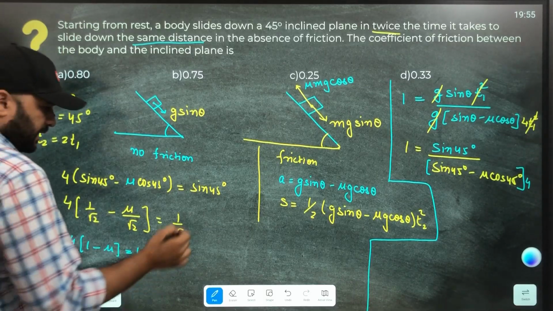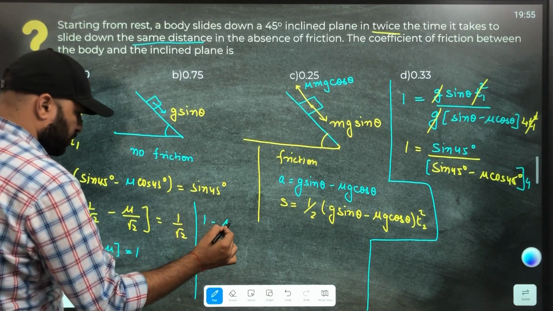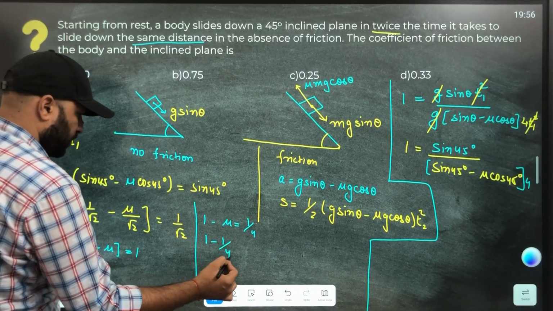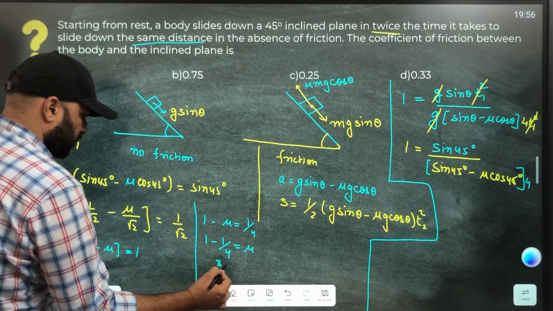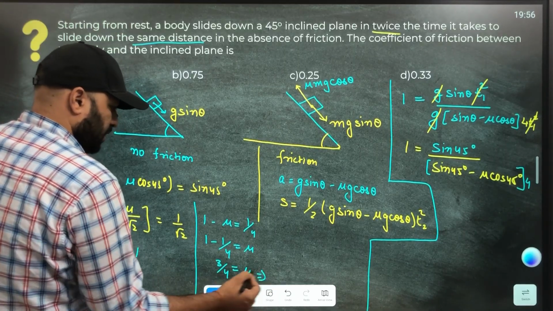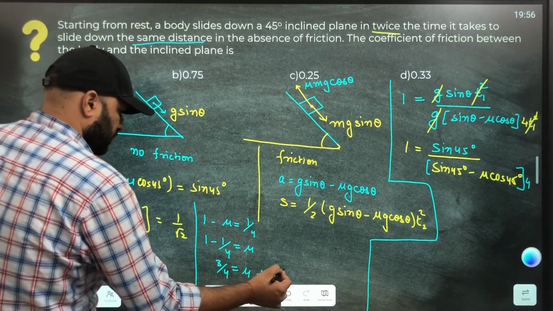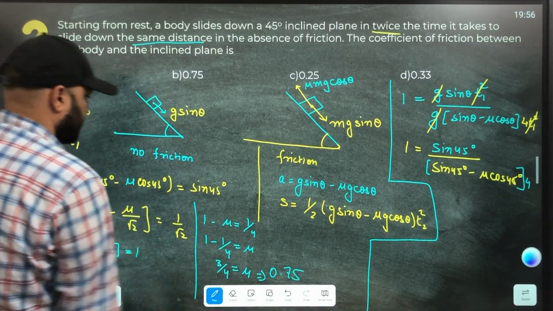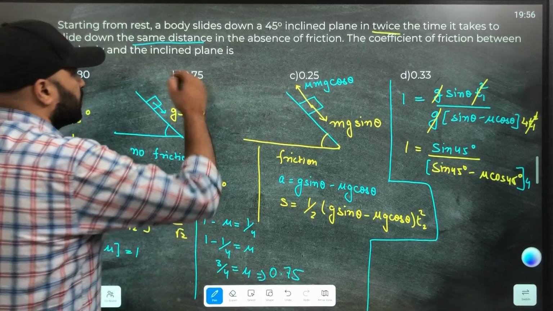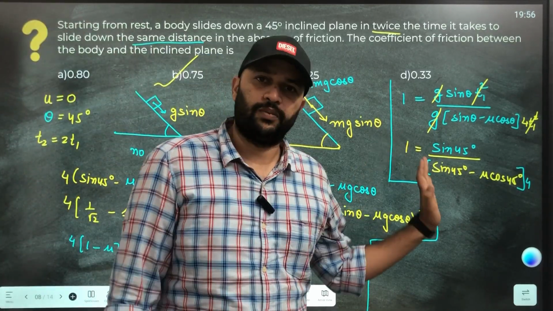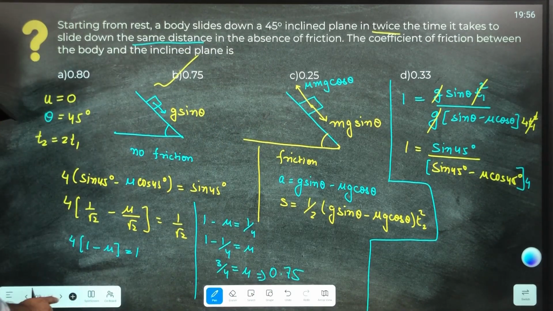Let's take this 4 to that side. It will be 1 minus mu equals 1 by 4. Taking 1 by 4 to that side, 1 minus 1 by 4 equals mu. 3 by 4 equals mu, and that will be approximately 0.75. That's our kinetic coefficient of friction, 0.75. I hope you understood this whole problem. Clear? Let's see our next question.